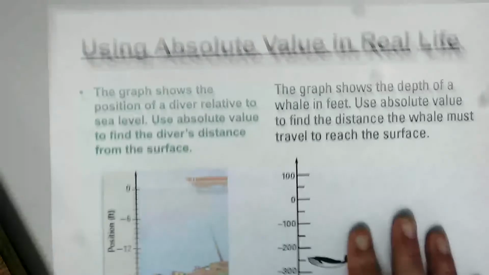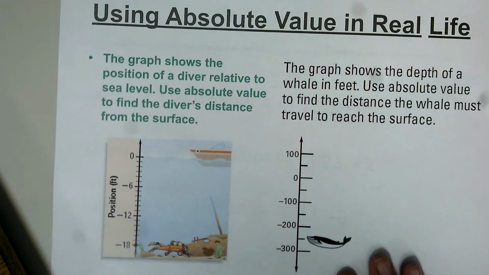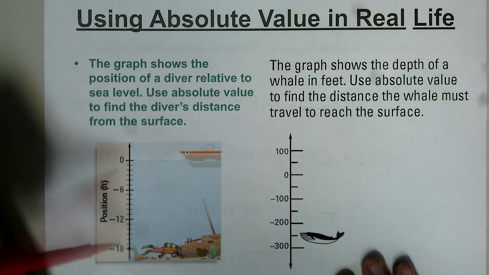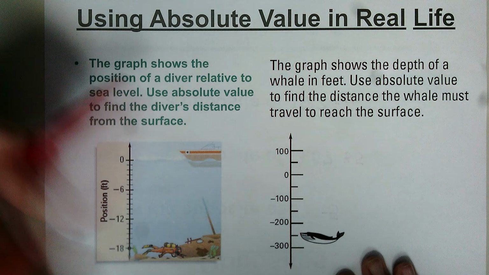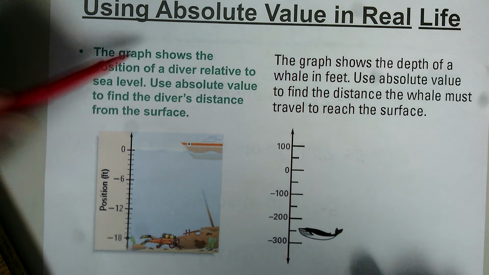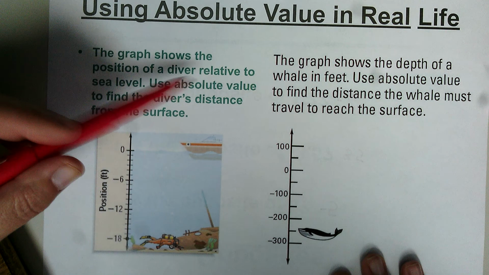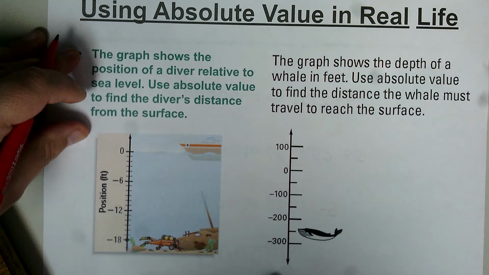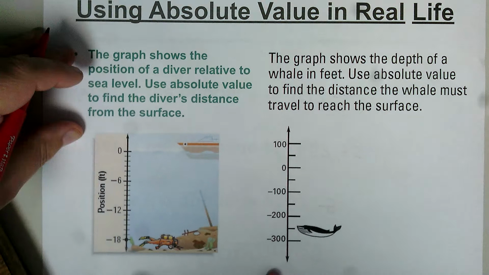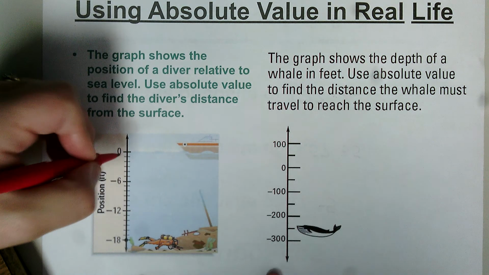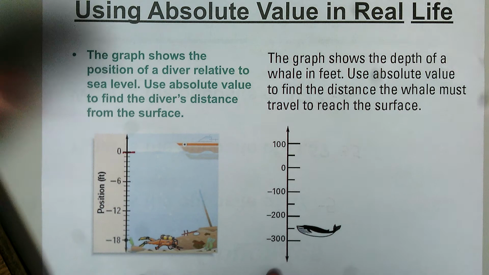The last thing we're going to talk about is absolute value in real life. These are called vertical number lines. A vertical number line is just a regular number line, but it's going up and down. It's going vertically. Makes sense, right? So the graph shows the position of a diver relative to sea level. Well, sea level, guys, any time you're talking about altitude on a map or anywhere else, sea level is always going to be at 0. It's where the sea meets the sky.